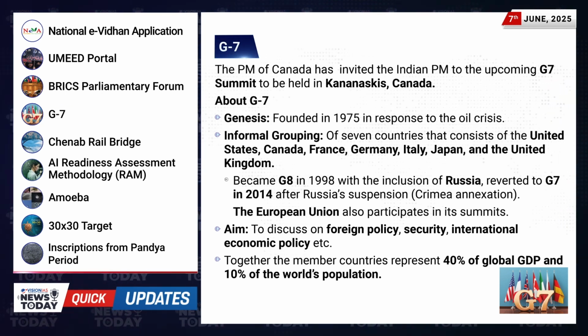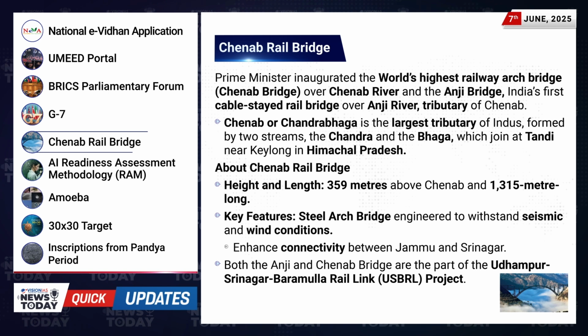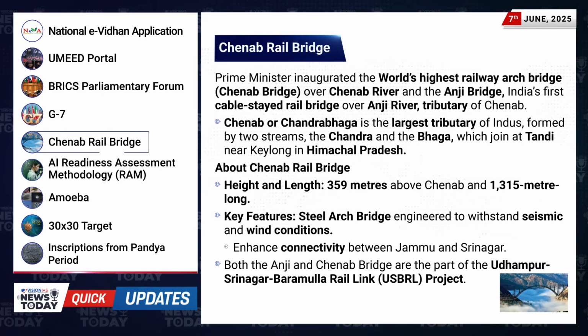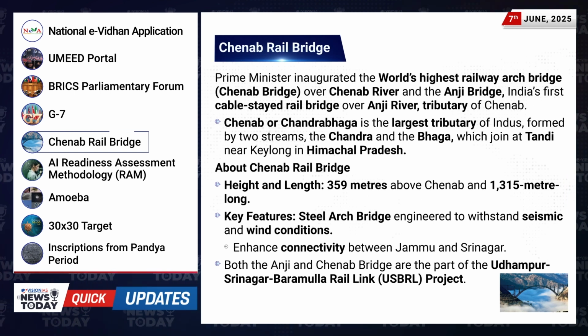Prime Minister inaugurated the world's highest railway arch bridge, Chenab Bridge over Chenab River, and the Anji Bridge, India's first cable-stayed rail bridge over Anji River, tributary of Chenab. Chenab or Chandrabagha is the largest tributary of Indus, formed by 2 streams, the Chandra and the Bagha, which join at Tandi near Keylong in Himachal Pradesh.